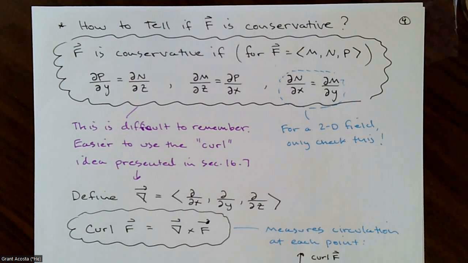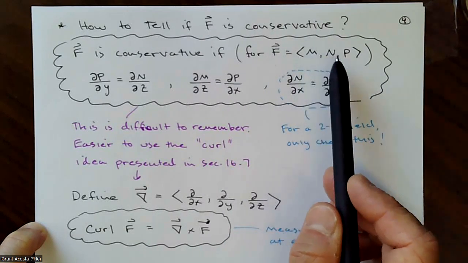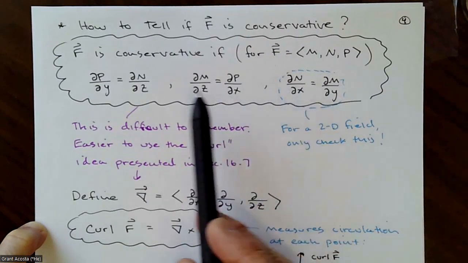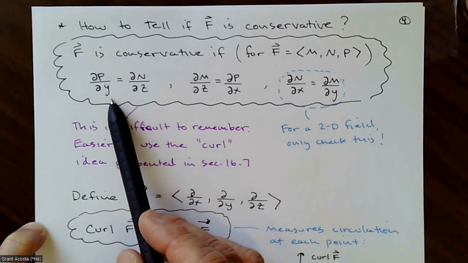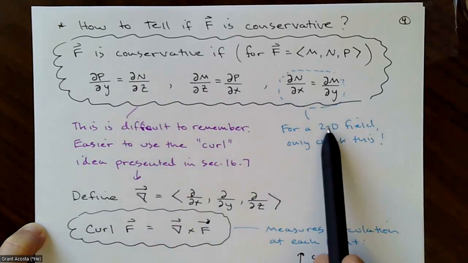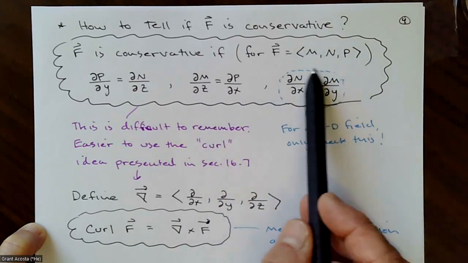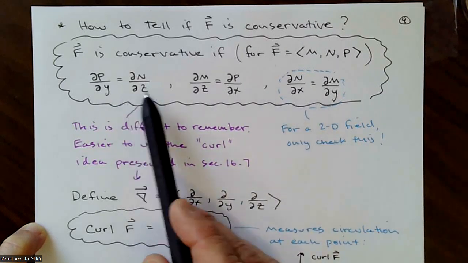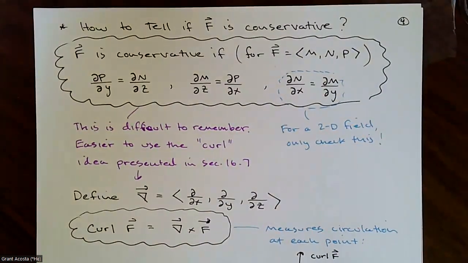This is the one that's given in the book. If I define my vector field as, let's go 3D, M, N, and P, then you would need to check that all 6 of these, well, 3 pairs, of partial derivatives are equal to each other. This one, and this one. For a 2D field, you won't, because you don't have a P value. We just have a field of M and N. You just need to check that these 2 partial derivatives are equal to each other. But for a 3D vector field, you would need to show that all 3 of these are equal to each other.